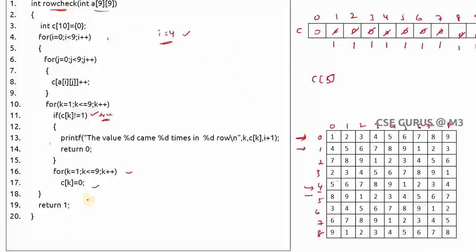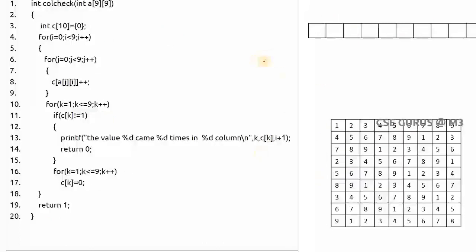So if row check completes successfully, that means it executes without going to return 0, and finally it comes to return 1. Return 1 means this function returns 1, meaning every row is satisfying our constraint. Like this we need to check it out.